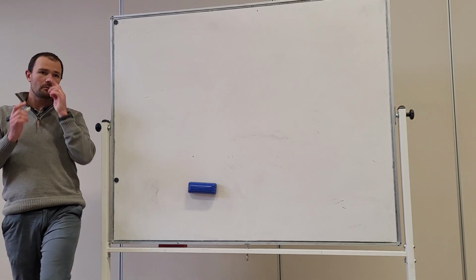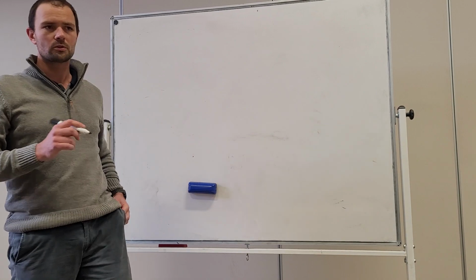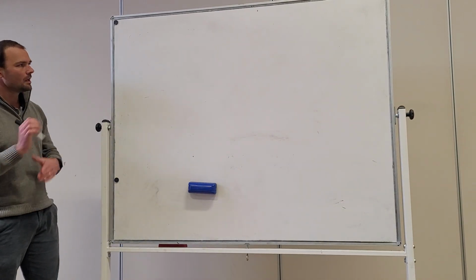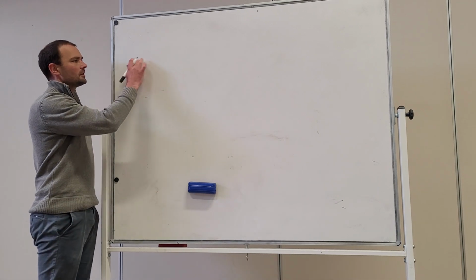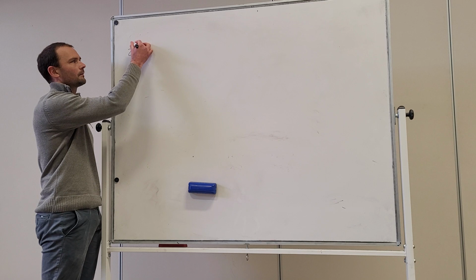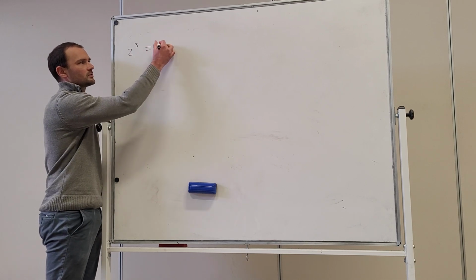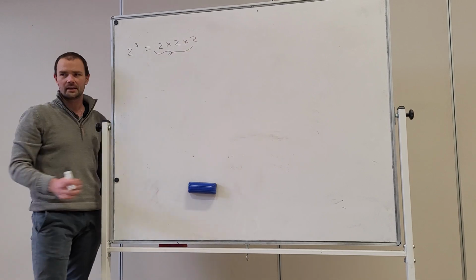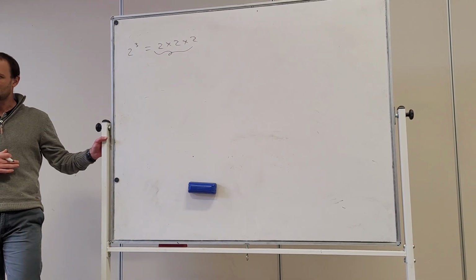Okay, so to begin with, we won't get straight into the first question. I just want to talk about index laws and where we sort of derive them from. So we've got the definition of index laws there, right? So if I have 2 to the power of 3, what that means is 2 times 2 times 2, right? We're multiplying it 3 times, okay?